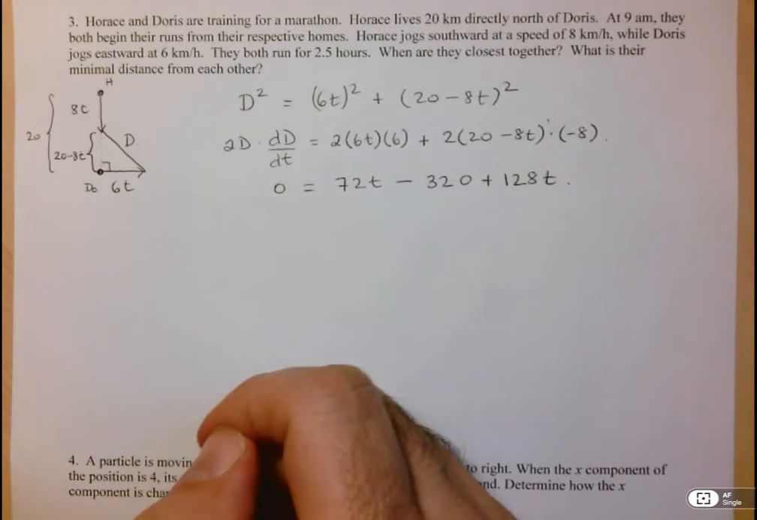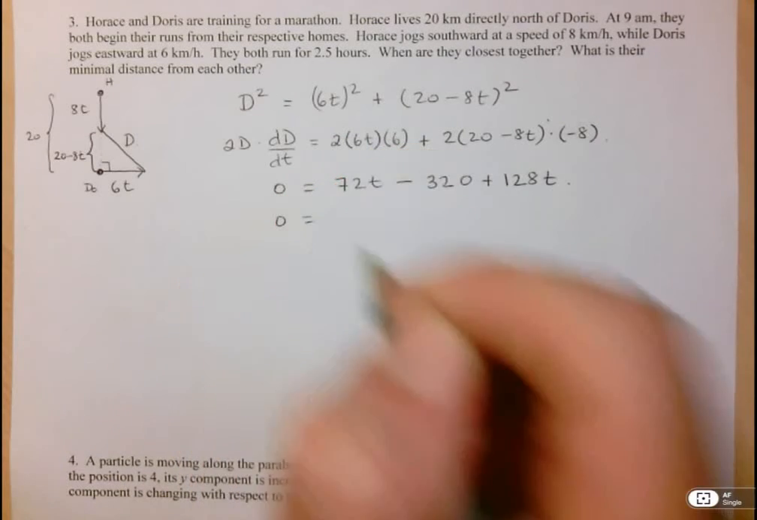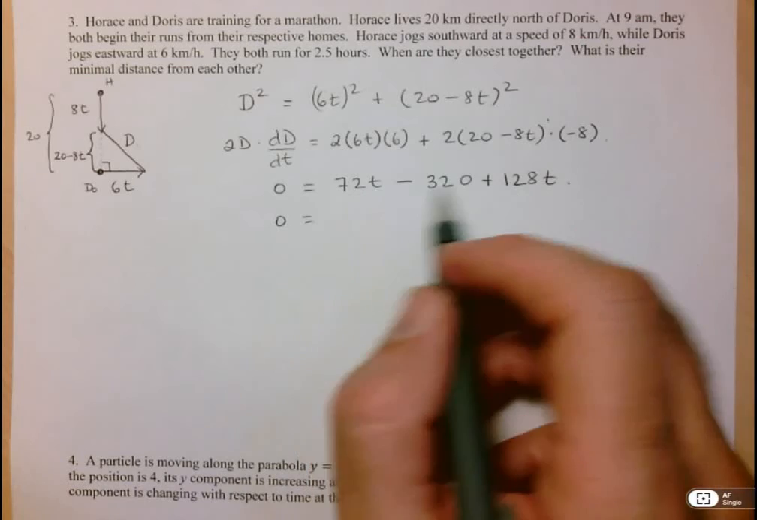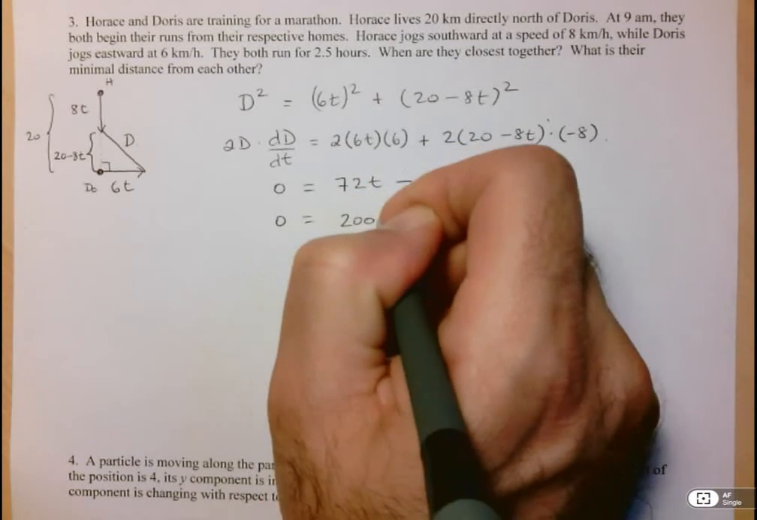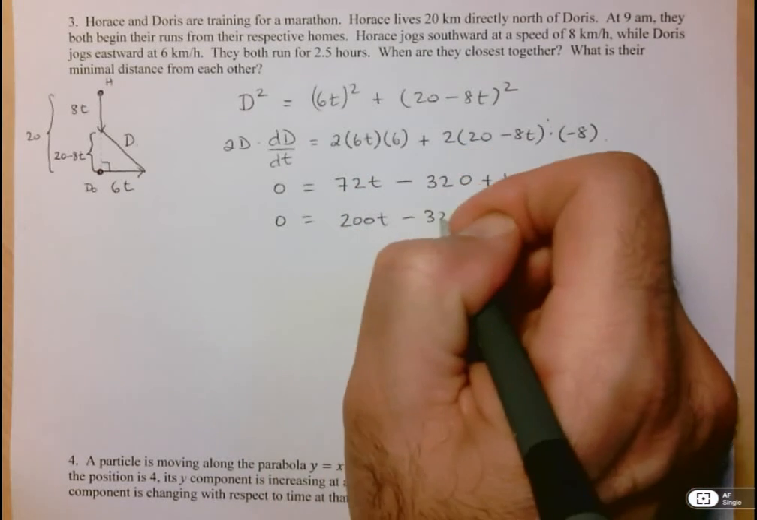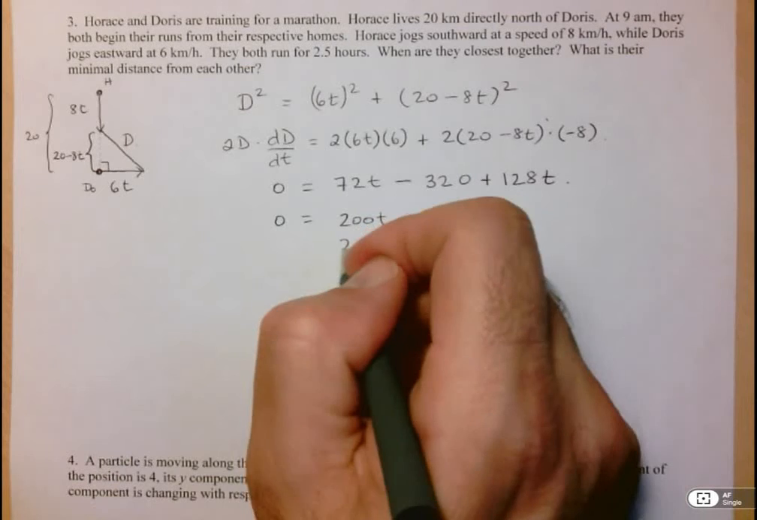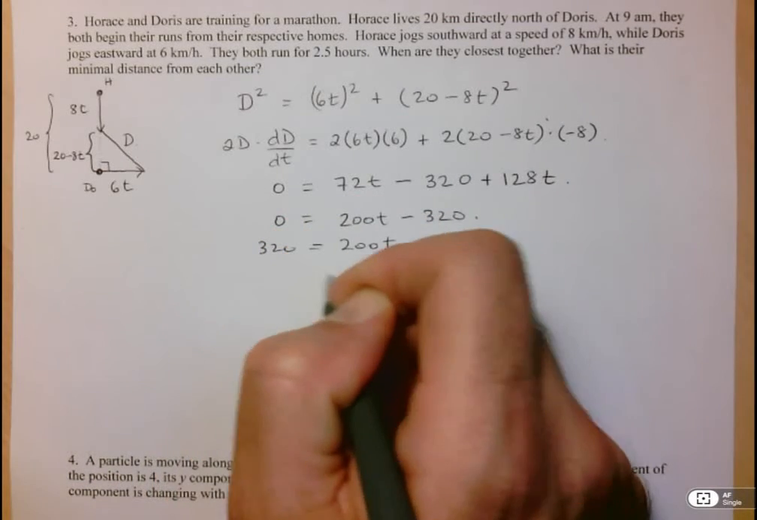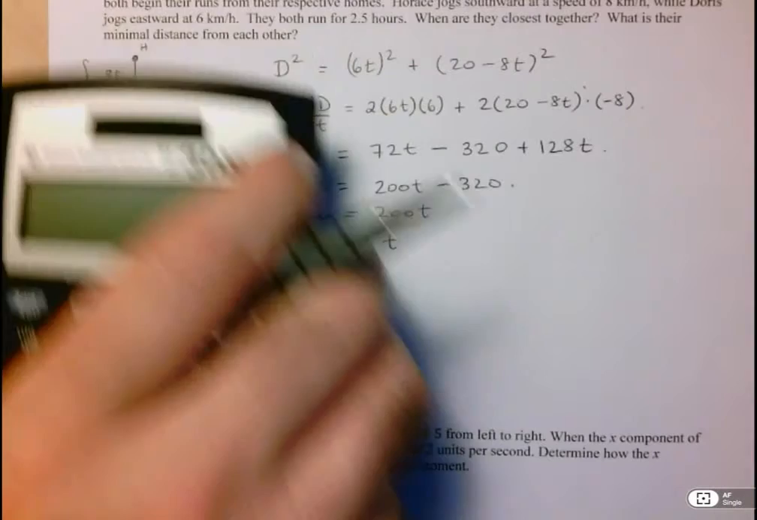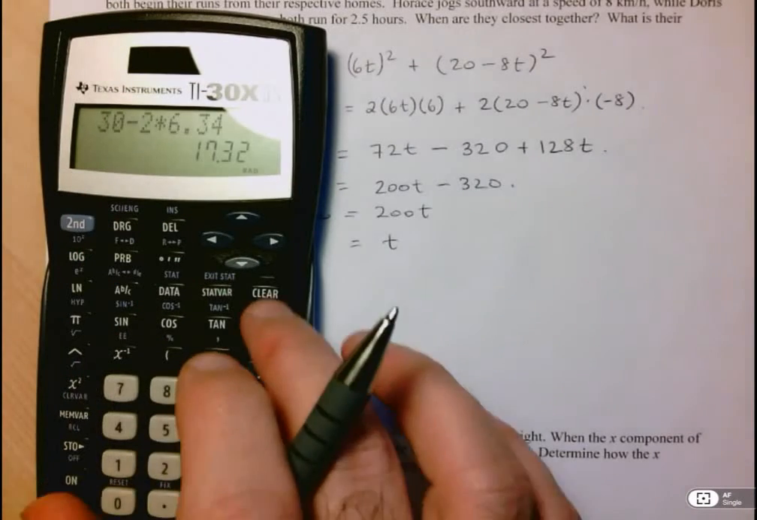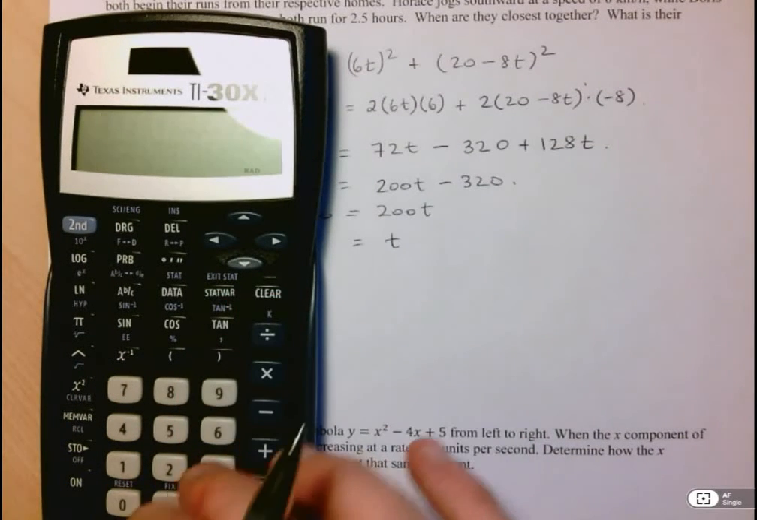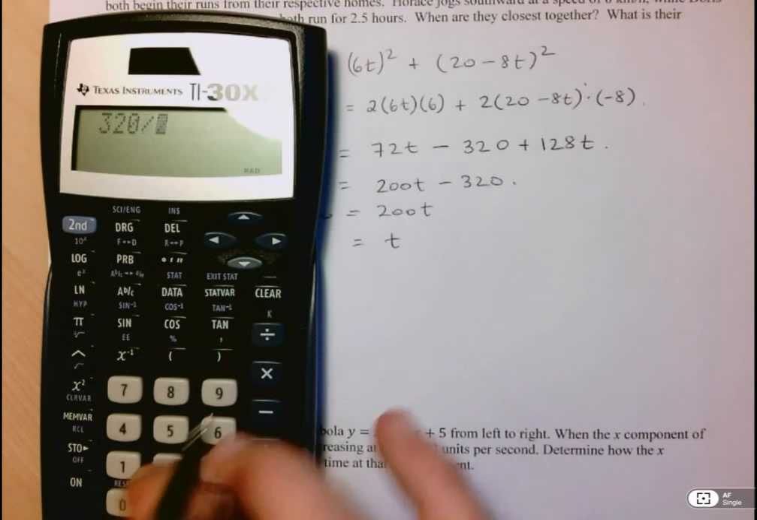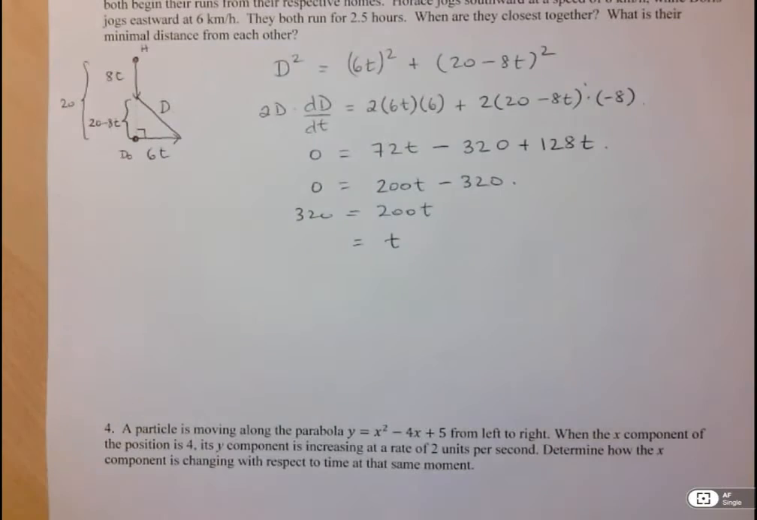Okay. So now let's simplify a little more. Here we've got 128 plus 72. Well, that's exactly 200t minus 320. And now we can solve this equation. 200t equals 320. So t is equal to 320 over 200. Let's figure out what that is. 320 divided by 200 is 1.6.